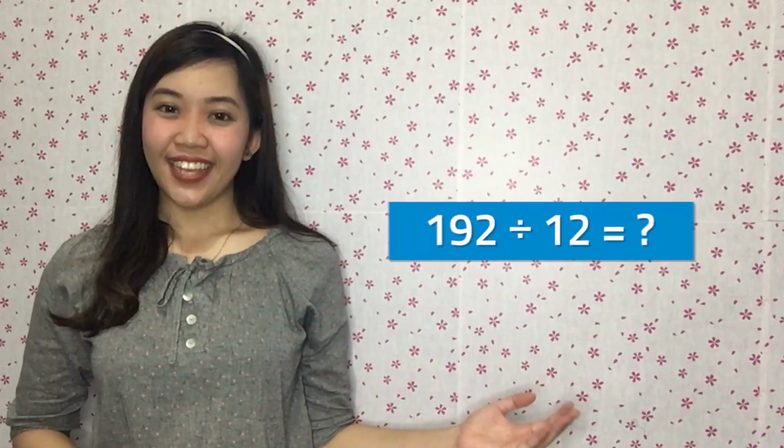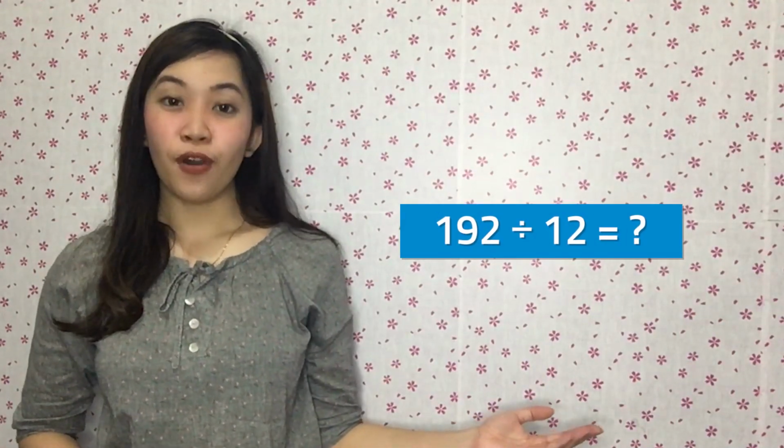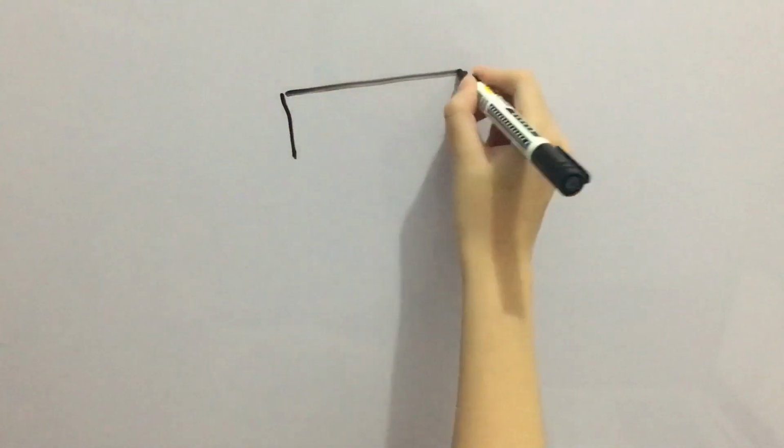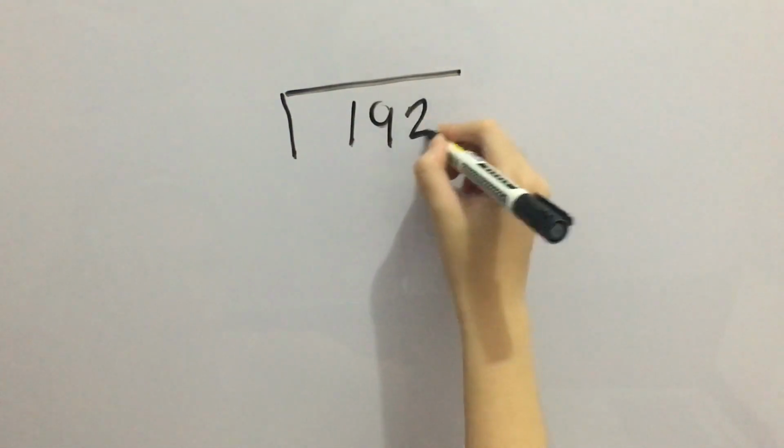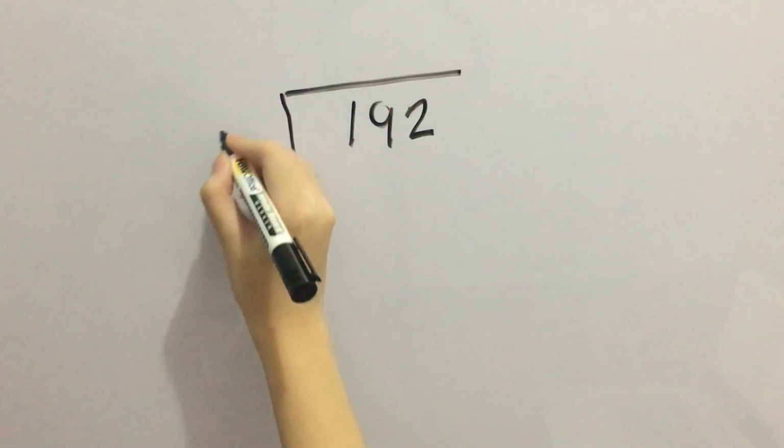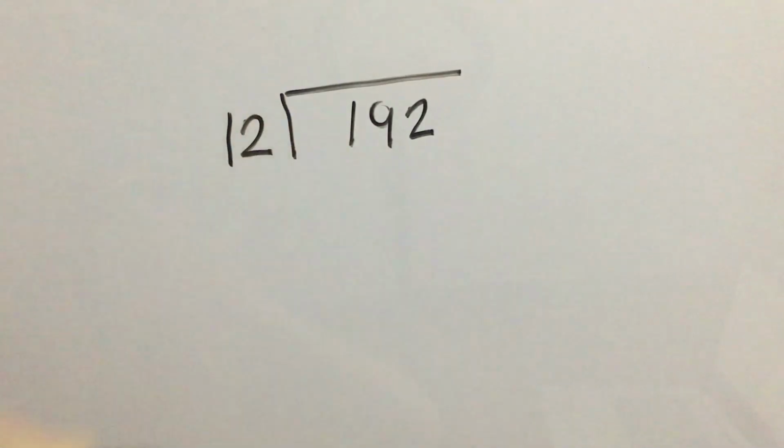Ready to try it? Alright, let's try to find the quotient of 192 and 12. For step 1, rewrite the given using the long division symbol. 192 is inside, while 12 is outside. For step 2, divide the tens, multiply and subtract.